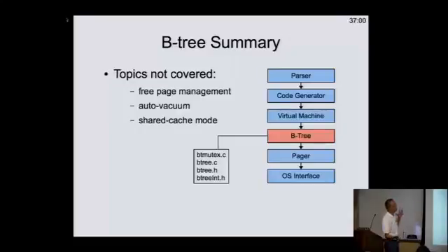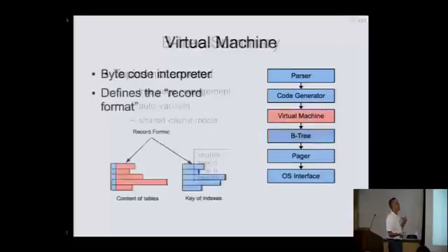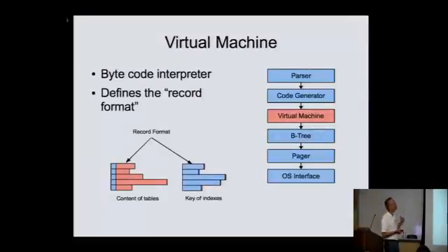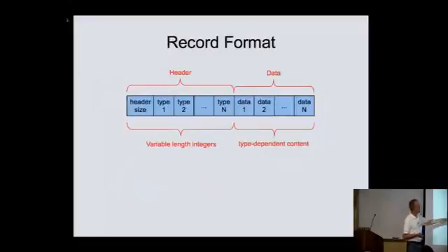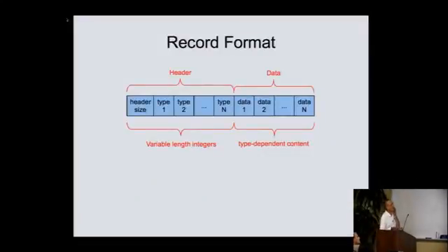We didn't talk about free list management, auto vacuuming, shared cache. I'm looking at this clock here, and I'm running way over, so I'm just going to slip through this. The virtual machine defines the format of the records, and I'm going to go over this very quickly.